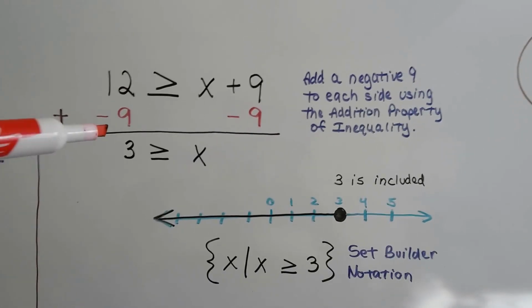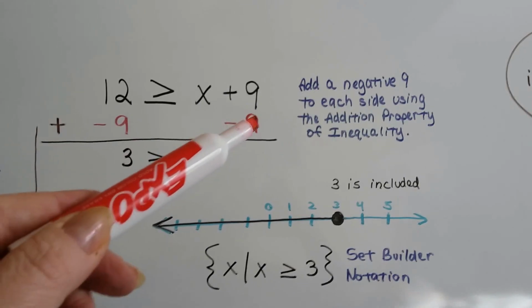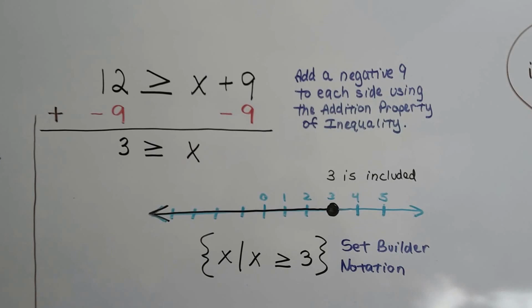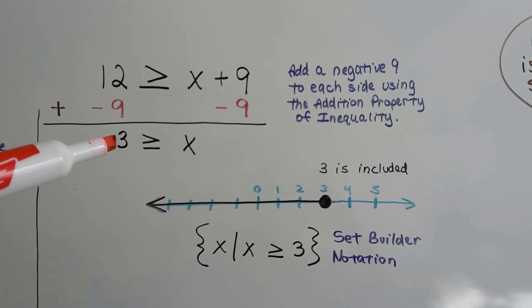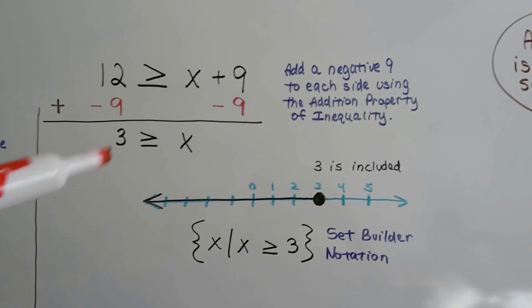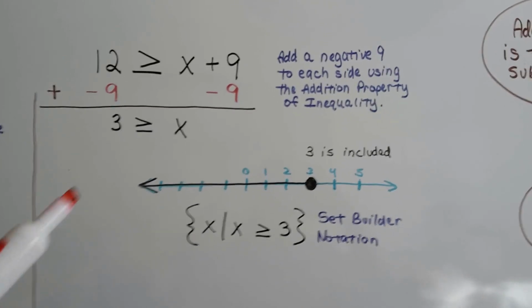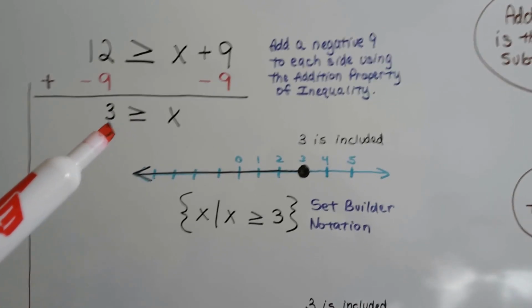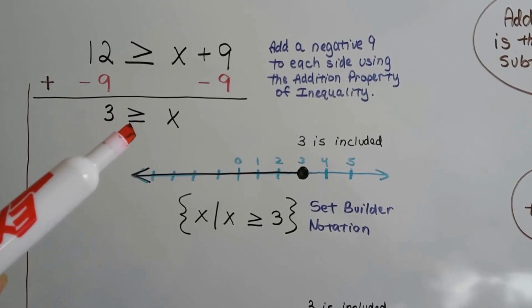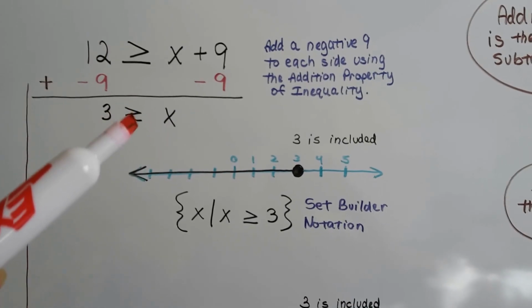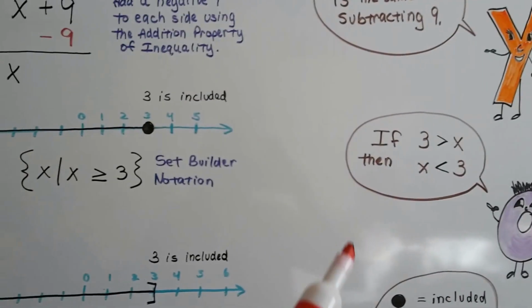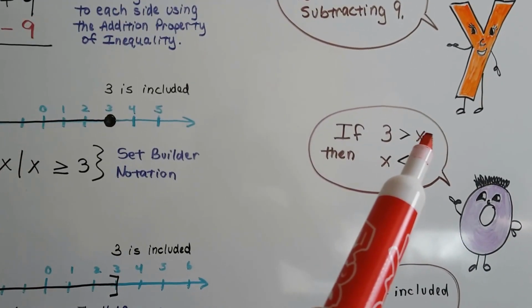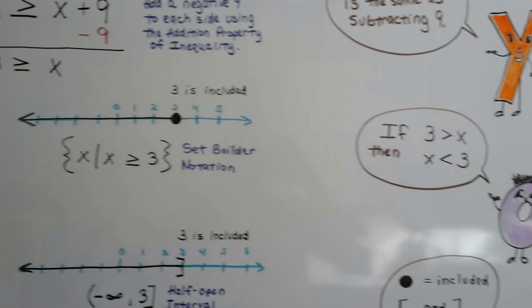So we can use a negative 9 on each side to create a zero pair here to isolate this x and get it alone, and we get 12 take away 9 is a 3, or you could say 12 plus a negative 9 is a 3. Either way, it's the same 3. And we see that 3 is greater than or equal to x. So if 3 is greater than or equal to x, then x is less than or equal to 3. If 3 is greater than x, then x is less than 3. See, if you look at it from this side, x is less than 3.